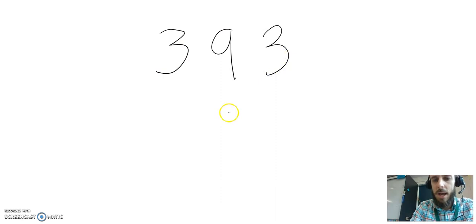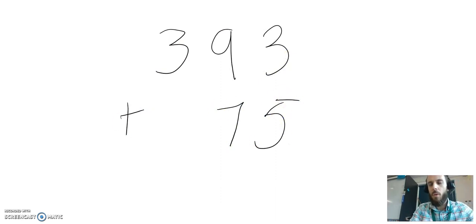I'm going to start by looking at the formal addition algorithm. Remember, like we said, an algorithm just means a way of doing something. So let's pretend I'm adding up 393 and 75. Remember, the big number always goes on top. And you can see I've perfectly separated my digits into their place value. So I've got my ones here, my tens over here, my hundreds over here, and they're beautifully lined up.